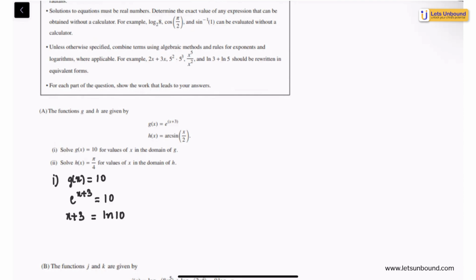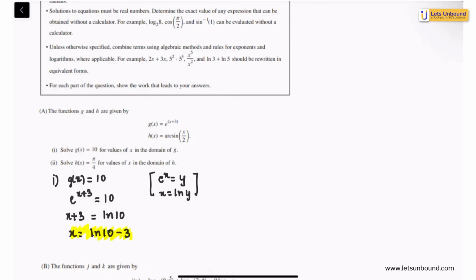This is because if e to the power x is y, then x can be written as ln y, because e to the x and ln are opposites or inverses of each other. Now to find out the exact value of x, we can say it is ln 10 minus 3. Don't get confused with the 3 being subtracted in the argument. It is to first evaluate ln 10 and then subtract the 3 from it.